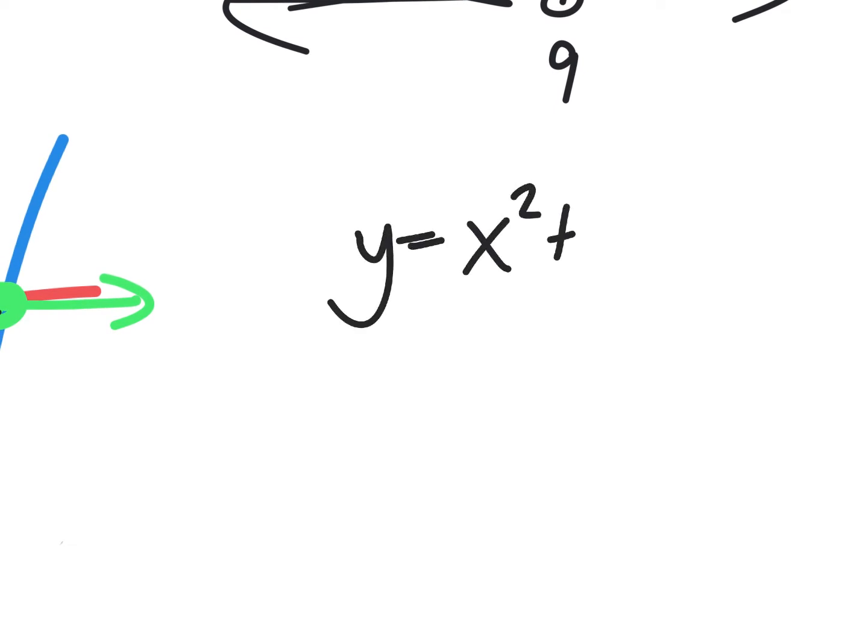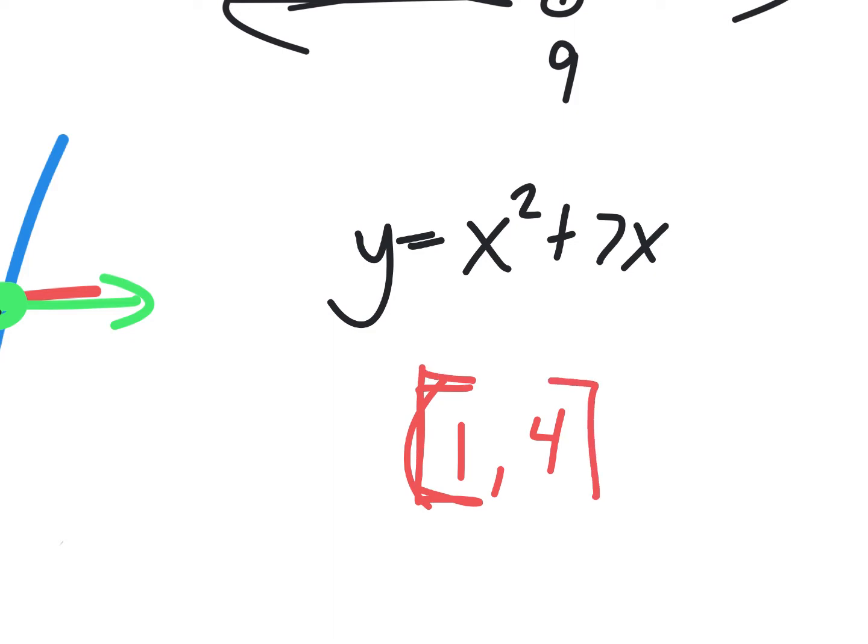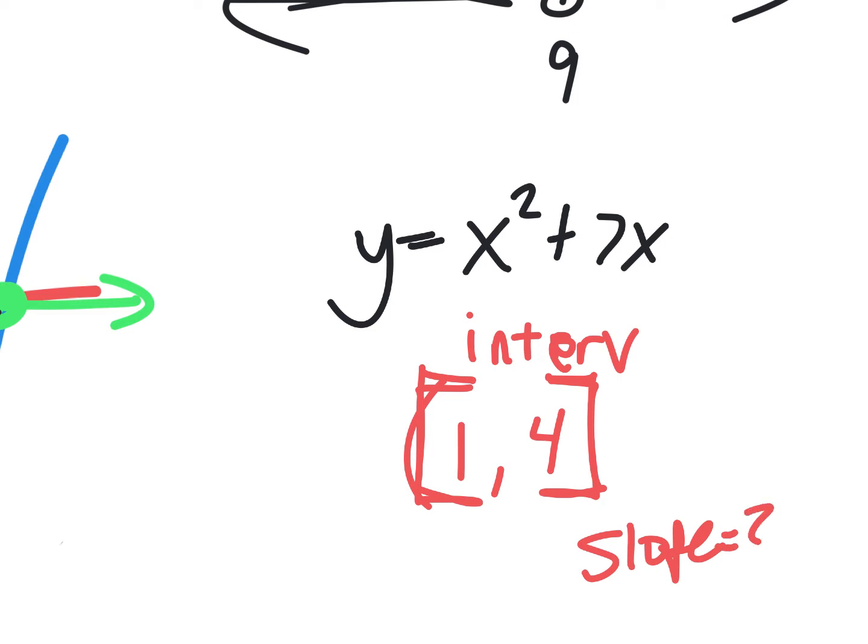Y equals x squared plus 7x. What if I only wanted to know between 1 and 4? We usually put brackets on this to show it's not a point. In the interval from 1 to 4, what is the slope? While you work on that, I'm going to answer this other question.